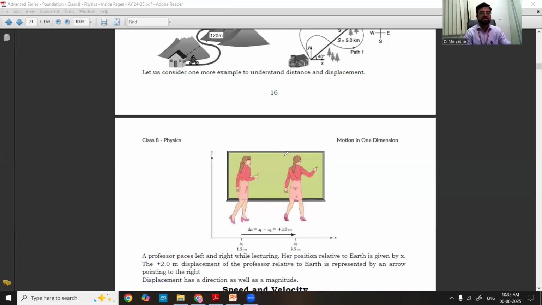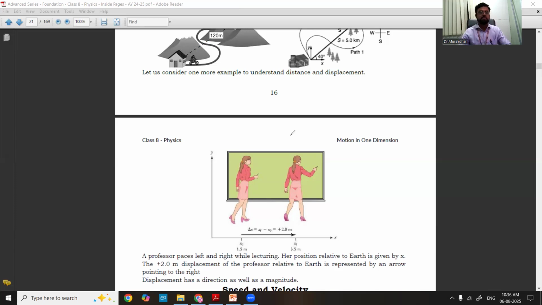A professor paces left and right while lecturing. Her position relative to earth is given as x equal to 2 meters. The displacement of the professor relative to earth is represented by an arrow pointing to the right. See how he is moving. There is a distance, there is a displacement. It depends on the motion, the change in the position. So these are the two important terms we'll first come across when a body is in motion.